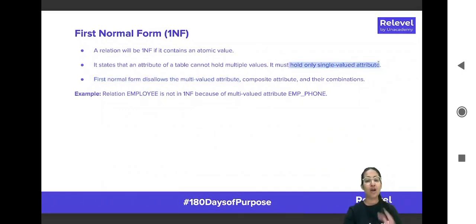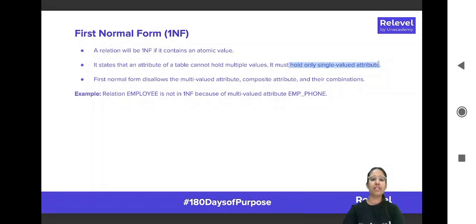Along with that, you cannot hold composite attributes as well. Do you remember that in the concept of ER modeling, we also talked about composite attributes, right? For example, an address. An address is a composite attribute which is an aggregation of single attributes such as street number, pin code, city, etc. So first normal form does not allow multi-valued attributes, it does not allow composite attributes, and any of their combinations.